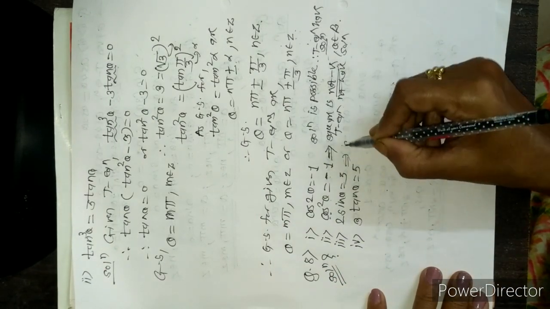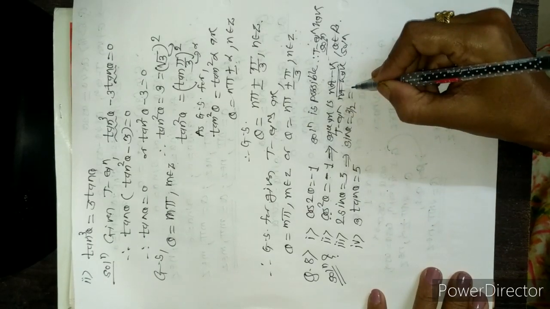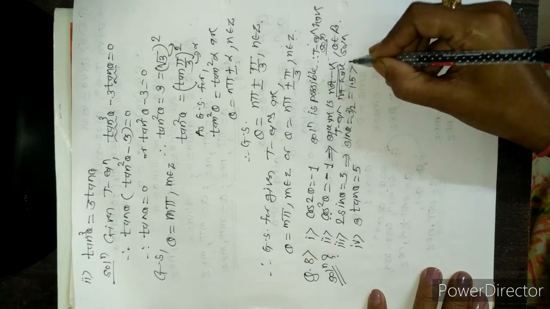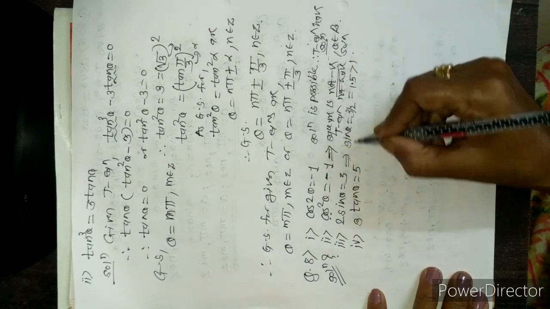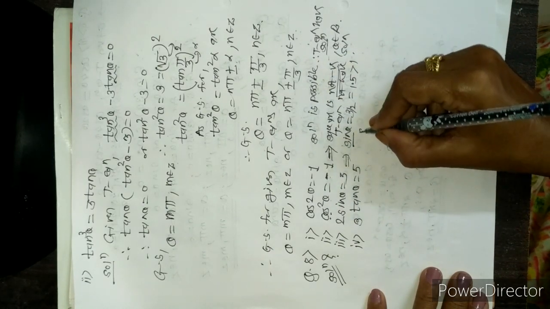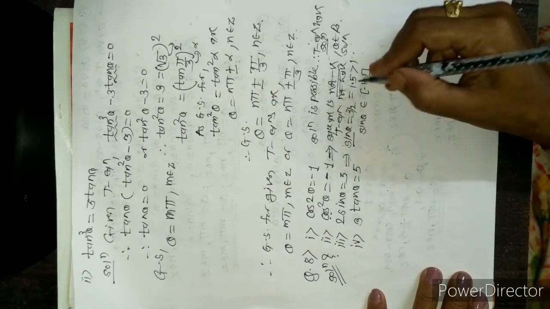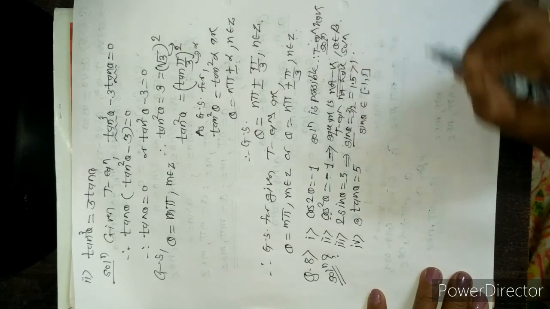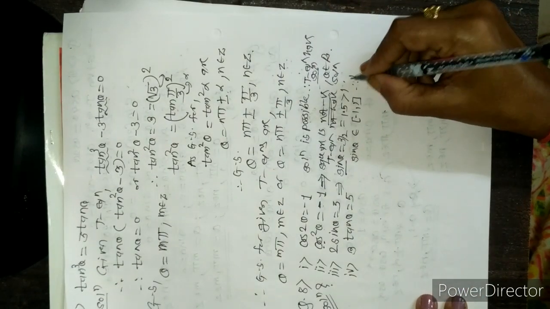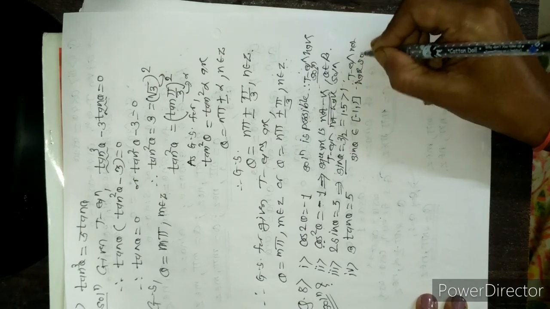Again, the third equation implies the value of sin theta is equal to 3 by 2, that is 1.5, which is greater than 1. So this is not possible, because for the sine function we consider its range: sin theta belongs to the closed interval minus 1 to plus 1, and here the value is 1.5, which is greater than 1. So this equation cannot have a solution.